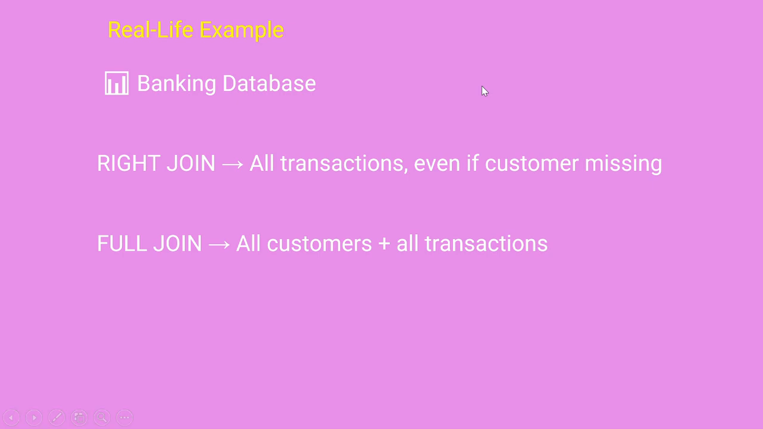In a banking system, right join ensures all transactions are listed, even if a customer record is missing. Full join shows all customers and all transactions, matched or not.